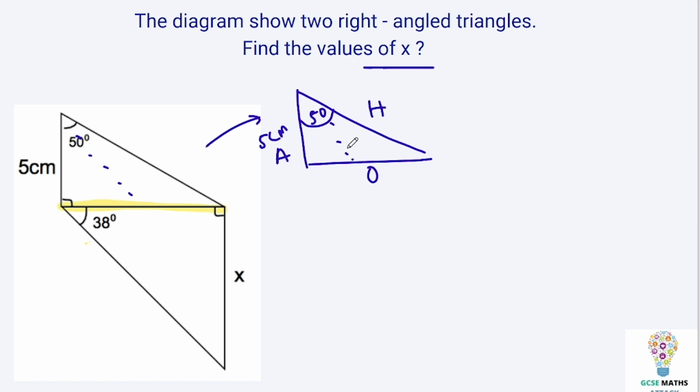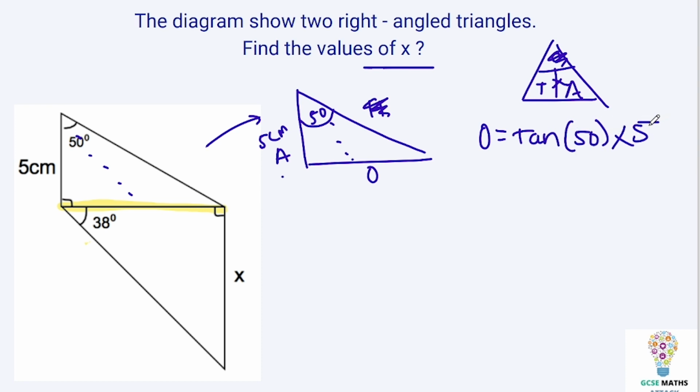Okay, I need to work out opposite. I've been given the adjacent, therefore I don't need H. So which one of my formulas will require A and O? That will be tan theta. Now, remember those triangles that we had? To work out tan, we have opposite over adjacent. Now, we want to work out opposite, so we need to times tan by adjacent. So opposite equals tan 50 times 5. If I place that in my calculator, I should get 5.96.